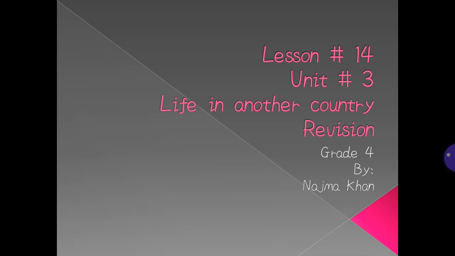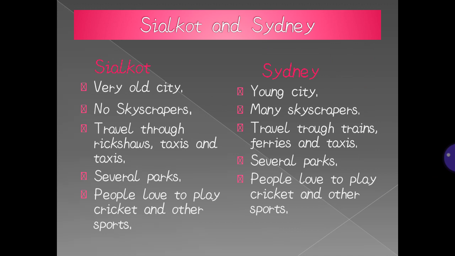Today we are going to revise unit number 3, Life in Another Country. In this unit, we have read a comparison of two cities. First one is Sialkot, which is in Pakistan, and the other is Sydney, which is located in Australia. Sialkot is a very old city, while Sydney is a young one. Yet Sydney has many tall buildings and shopping centers that Sialkot doesn't have.